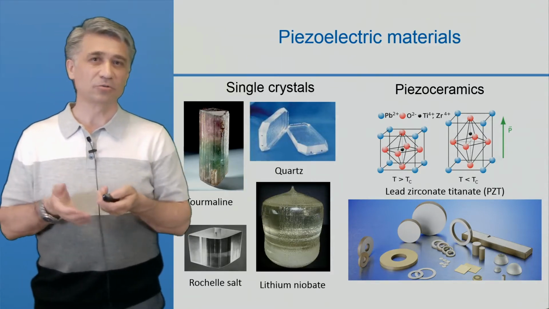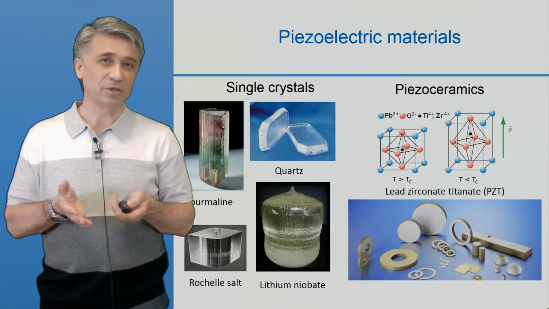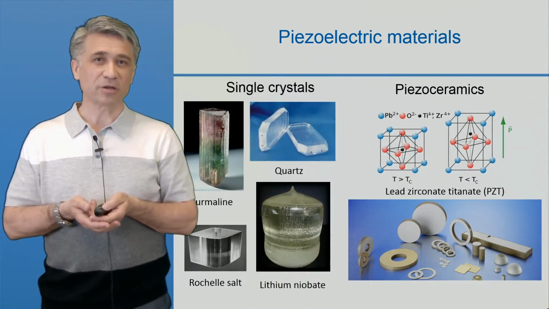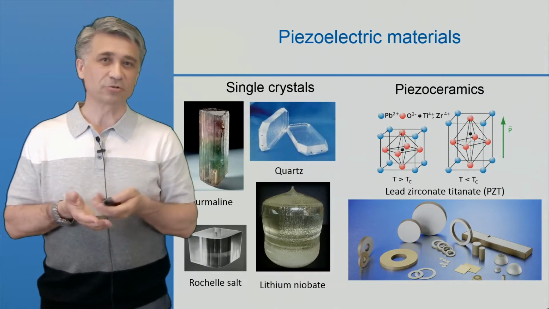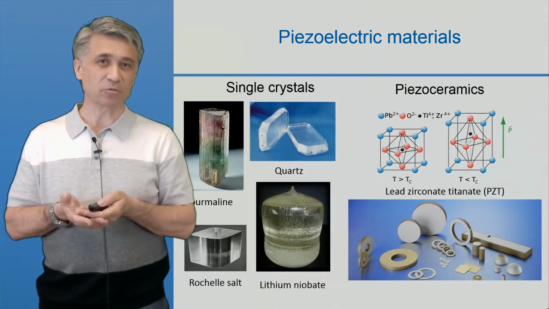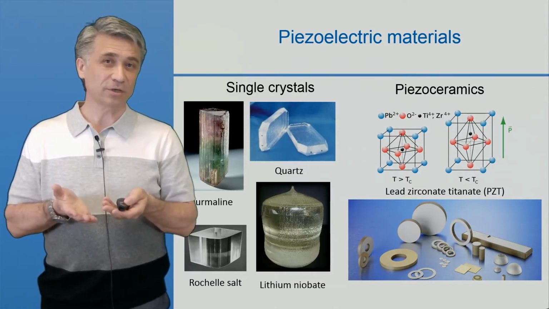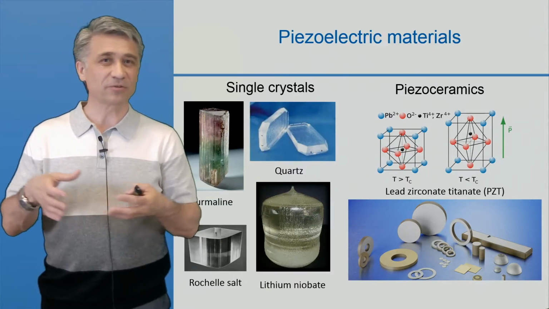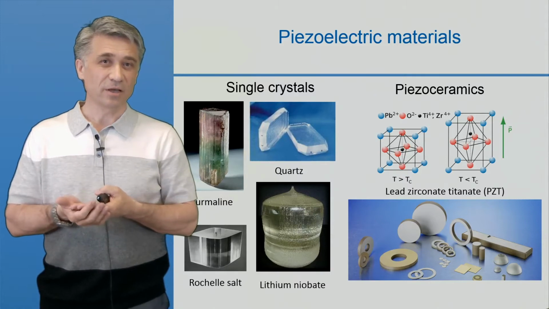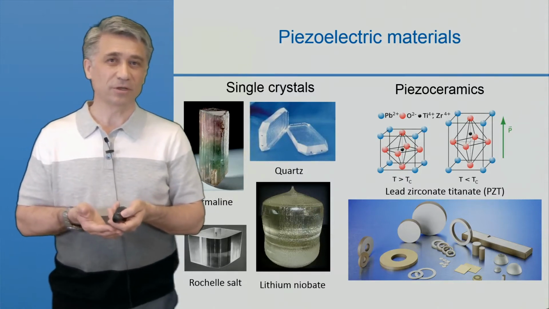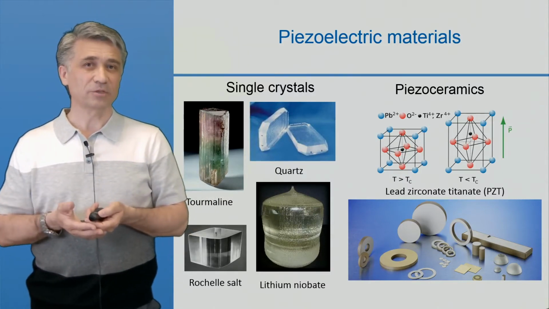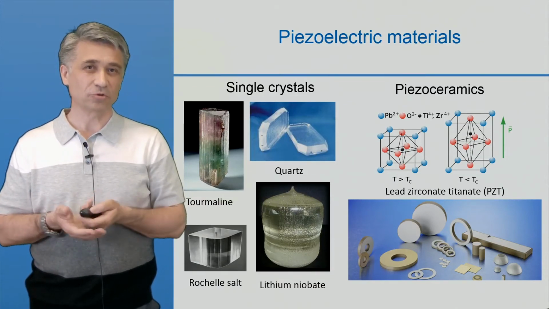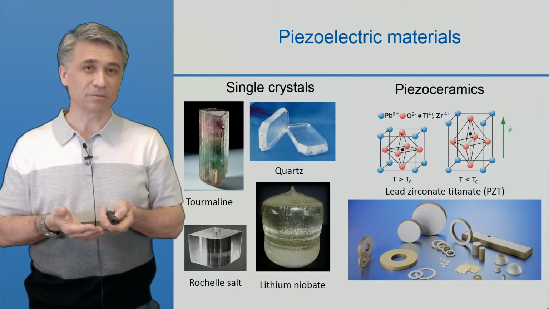actually succeeded to make artificial materials. And the most important of them is so-called piezoceramics. Piezoceramics are similar to usual ceramics, but they have these piezoelectric properties. And what is good, you can make those samples of different shape, different size, so it's easy to make. And also it's relatively cheap. And so after they were discovered, almost all of the modern sources started to use piezoceramics.